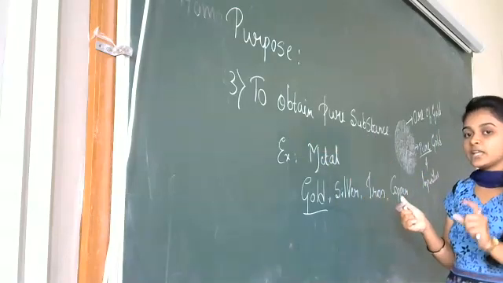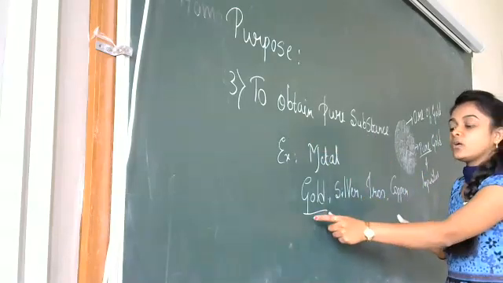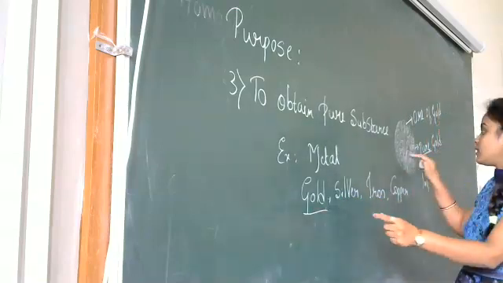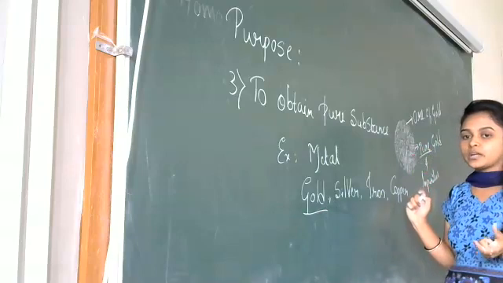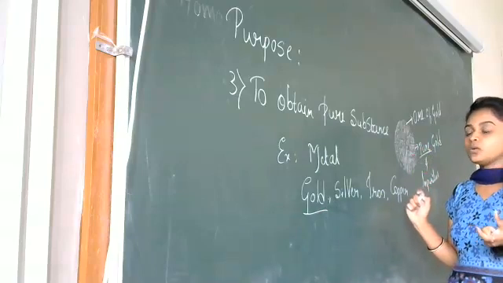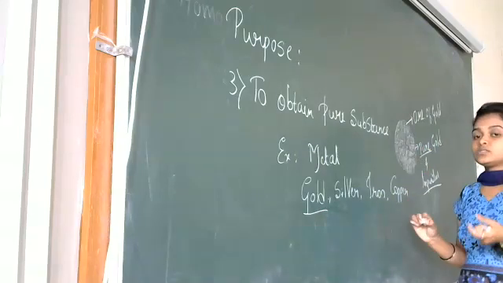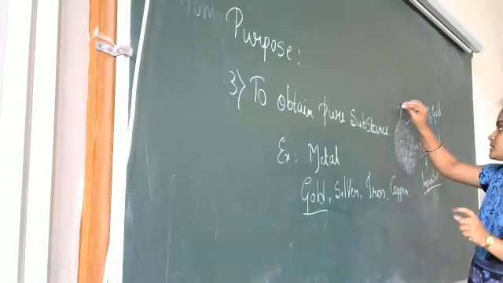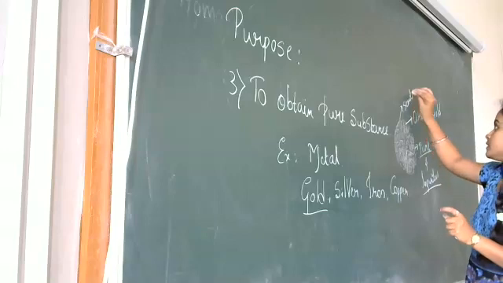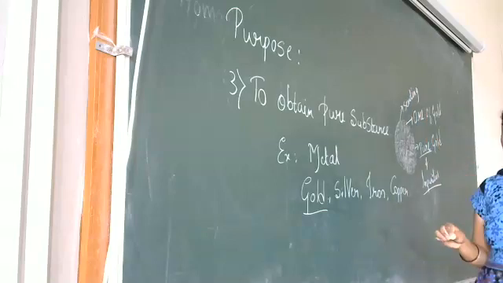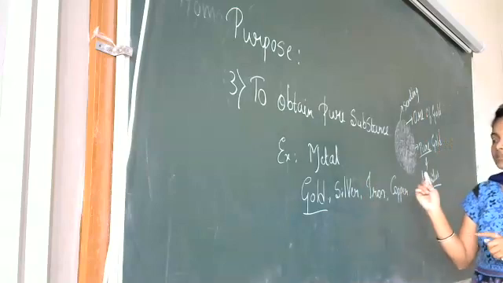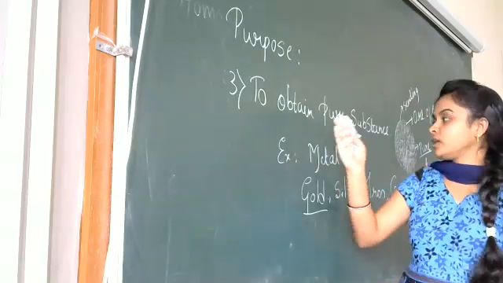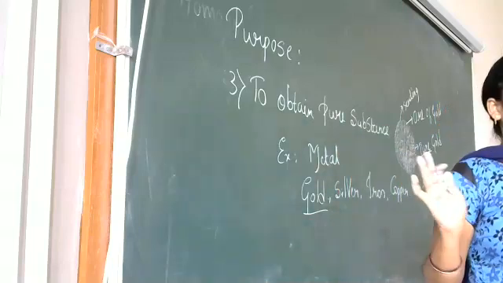So one example we have seen is metals. When we take ore of gold, that ore is having what? Purities and impurities of that gold. But we don't want those impurities. So in order to get only the gold, we will be separating impurities from the ore of the gold. So the third purpose is to obtain pure substance.